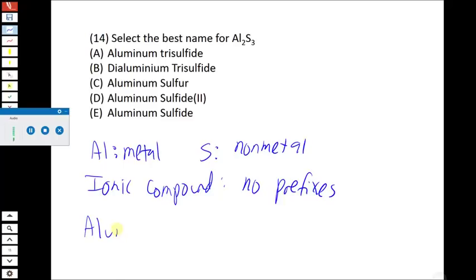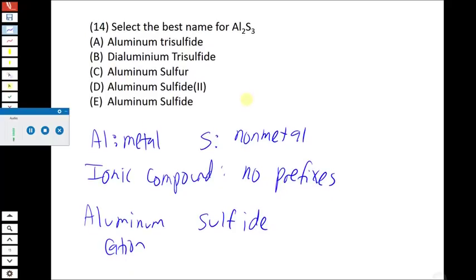So the metal part of the formula comes first, and we don't change the name of that at all. Aluminum. So that's your cation or the metal in the formula. And then for the nonmetal, we're going to take off the regular ending and put an IDE ending. So really for the names of both covalent and ionic compounds, for binary compounds specifically, IDE is the ending in both cases. But for ionic compounds, we just put that on the second element, so we have an IDE ending on the anion part of the formula. And no prefixes. So it'll just be aluminum sulfide, which is choice E here.